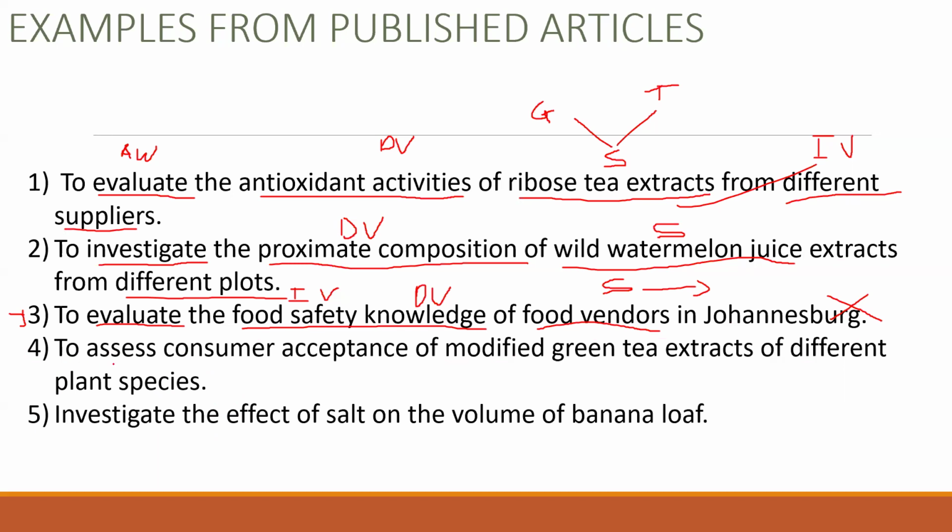We look at number four. Okay, this person wants to assess and evaluate in the same direction, right? The consumer acceptance of modified green tea. So what are they assessing? They want to assess consumer acceptance. After I've done the survey, this one looks like a sensory analysis kind of survey or a consumer test survey. So this will be my dependent variable, because after I've done the survey, I'll get data on this one. Okay.